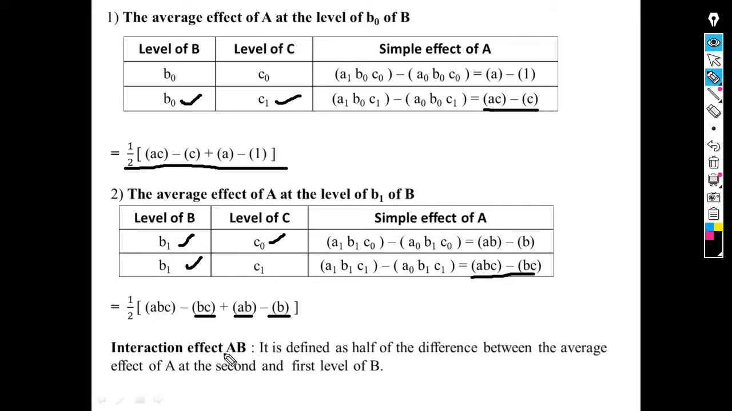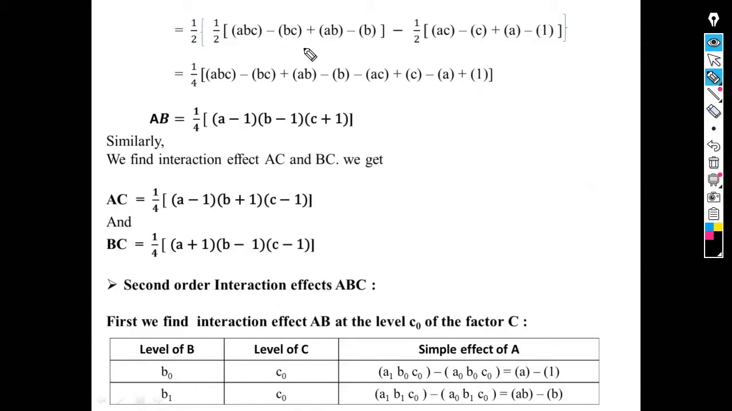Now what is the interaction effect AB? The interaction effect AB is half of the difference between the average effect of factor A at the second level of factor B and the first level of factor B. So here we get the formula for this: half of the difference between the average effect of A at the second level of factor B minus the average effect of A at the first level of factor B.